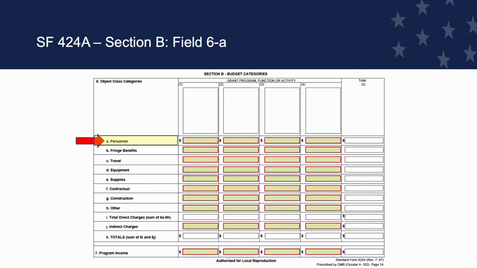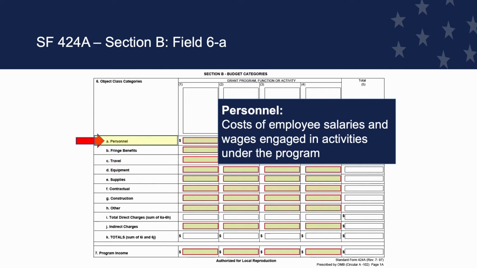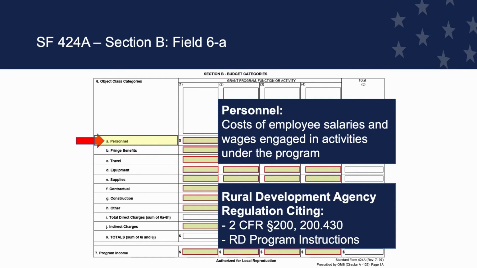Field 6A. This is where you enter funds required for compensation of personnel for the selected program. This is an optional field. Please consult funding agency regulations and notice of funding opportunity for more information on allowable compensation personnel cost. Please do not include the personnel cost of consultants and contractors under this category.